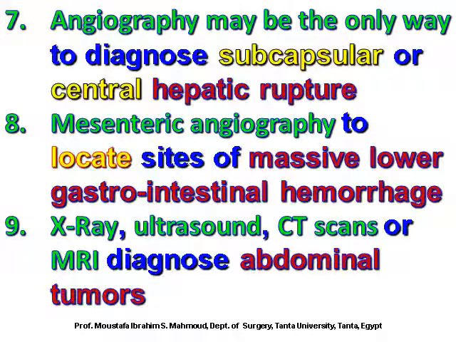Angiography may be the only way to diagnose subcapsular or central hepatic rupture. Mesenteric angiography is done to locate the sites of massive lower gastrointestinal hemorrhage. X-ray, ultrasonography, CT scans, or MRI diagnose abdominal tumors.